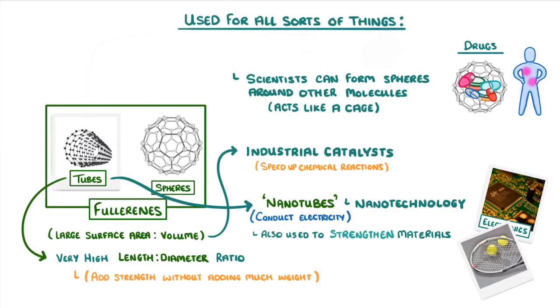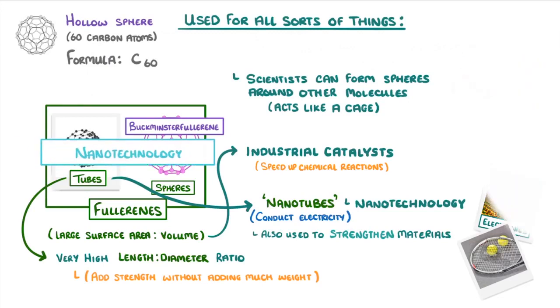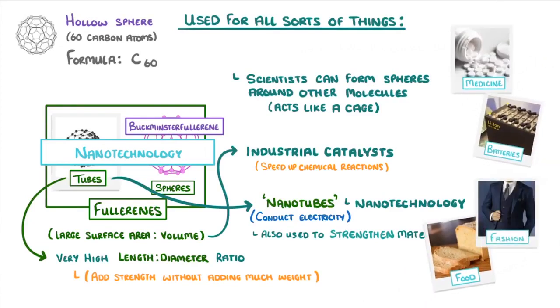The very first fullerene made, though, was one of these spheres, called the Buckminster fullerene, which is a hollow sphere made of 60 carbon atoms, so it has the formula C60. We call technology that uses these sorts of tiny structures nanotechnology, and it's now being used in loads of industries, from medicine and batteries to food and fashion. The main point to take away, though, is that fullerenes are allotropes of carbon with hollow shapes like spheres or tubes, and we use them for all sorts of things.